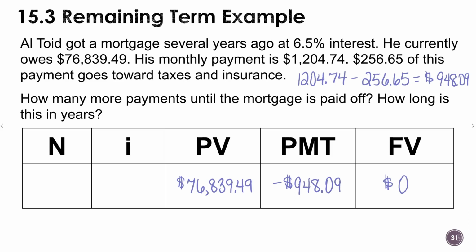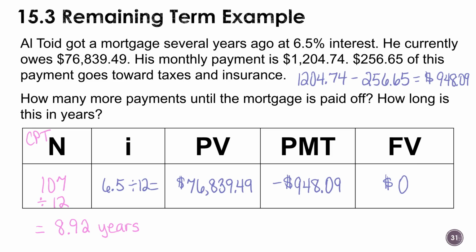And then we put in our interest rate of 6.5 divided by 12. Okay, so now we compute N, and that's going to tell us how many more payments we have left. And when we compute N, we find that it's 107. We're going to divide that by 12, and that's how much more time we're paying, 8.92 years. So almost 9 more years for that loan. And that's just showing you what happens with a partial payment.